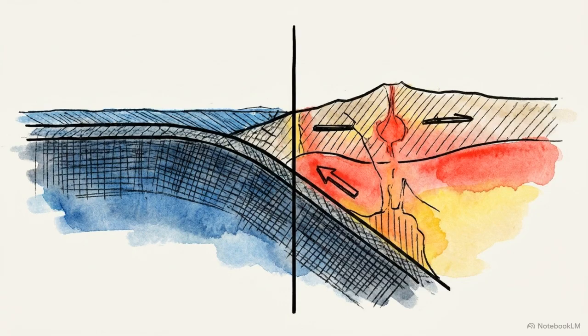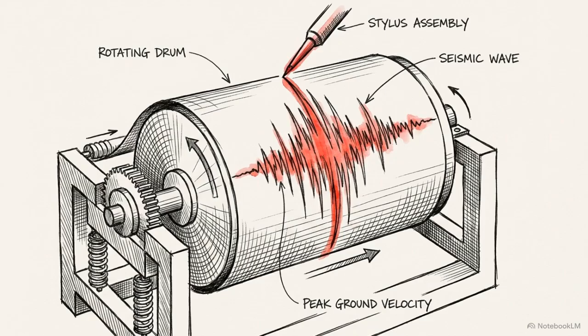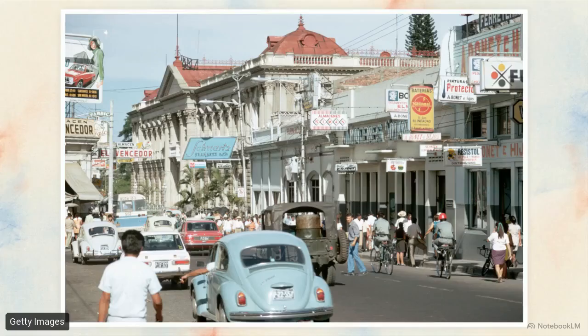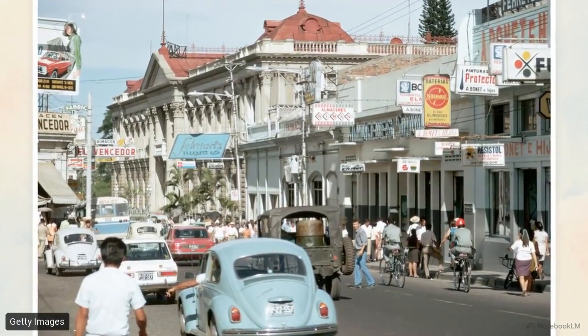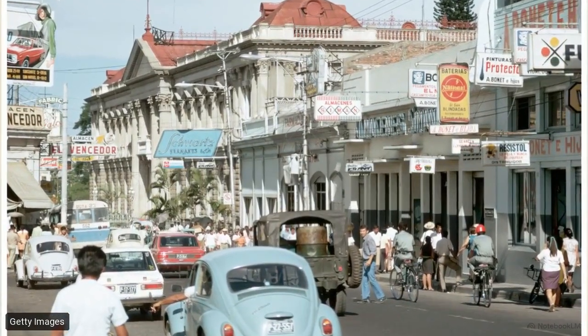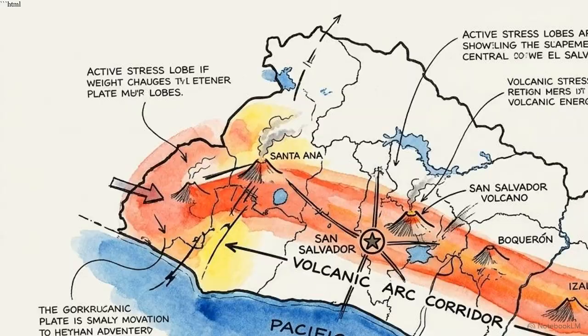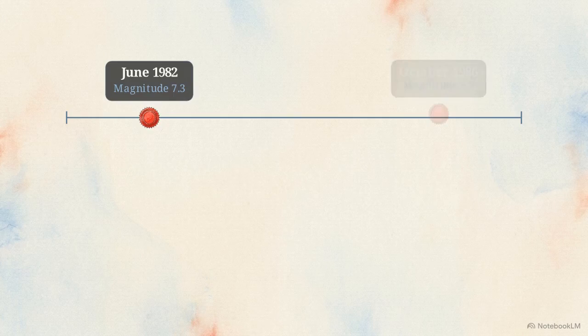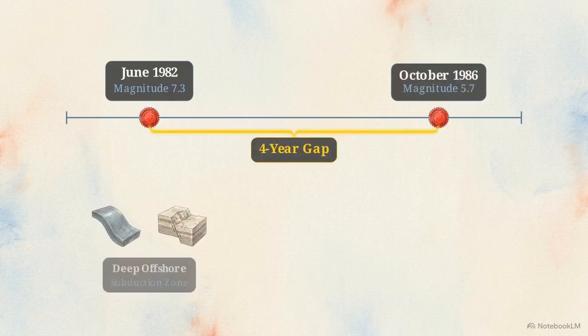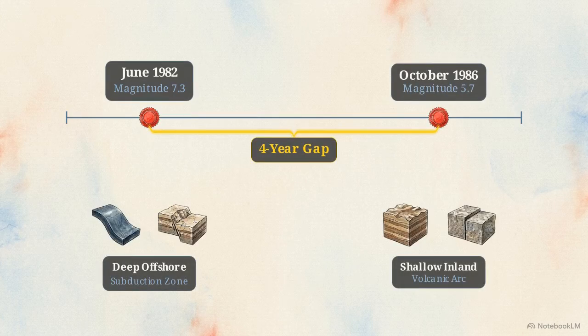El Salvador's seismic profile is defined by these two distinct mechanical regimes, operating at different depths and with different fault kinematics. On June 19, 1982, a magnitude 7.3 offshore earthquake ruptured deep inside the sinking Cocos Slab. On October 10, 1986, a magnitude 5.7 shallow strike-slip earthquake struck inland directly beneath the capital city of San Salvador on the volcanic arc. A 4-year gap separated these two events, which originated in different tectonic environments.